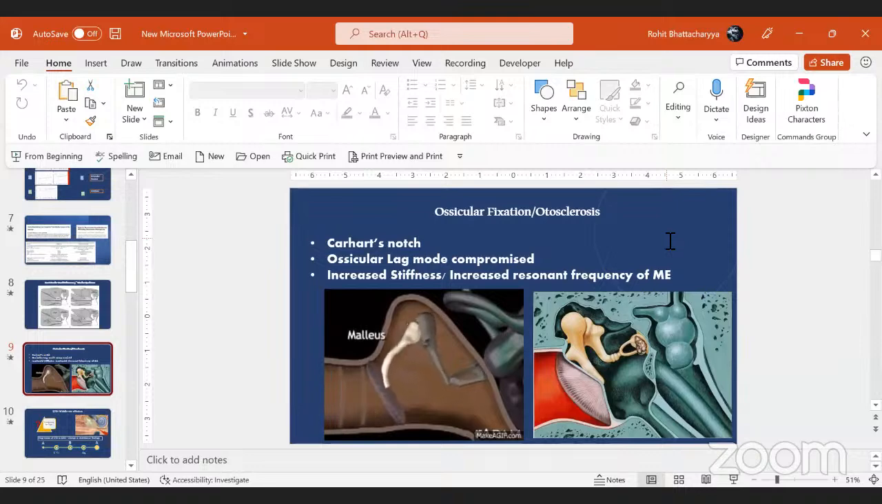The ossicular lag mode of bone conduction is compromised, and the resonance of the ossicles is at the 2 kilohertz range. So at the very initial stage, or the classical stage of otosclerosis, we may find a dip in the 2 kilohertz or 1.5 kilohertz region. But as the disease progresses, the entire ossicular movement will be compromised, and the bone conduction threshold, through the ossicular mode, will be poorer. After the treatment, it will again come back to a better state, normal or better. So because of this ossicular lag mode being compromised, we are getting a paradoxical BC at a later stage.